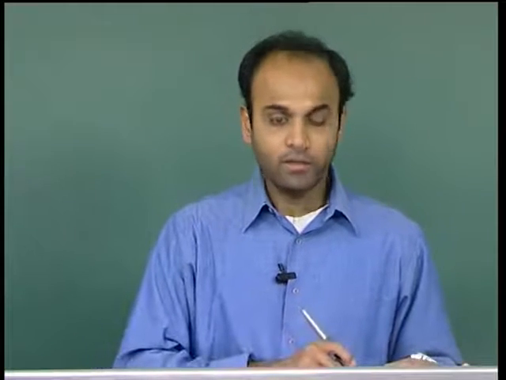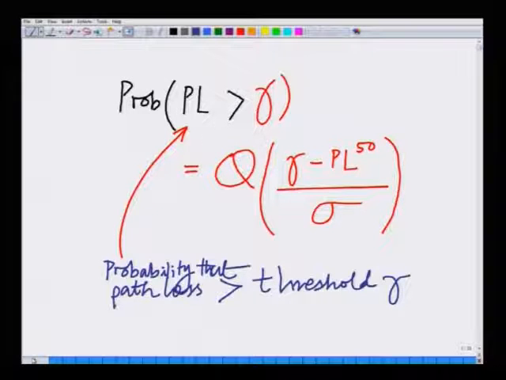In the last lecture, we completed our discussion on log normal shadowing, and we said given a median path loss PL50, that is the 50th percentile path loss, the probability that the path loss is greater than the threshold gamma is given as Q of (gamma minus the 50th percentile path loss) divided by sigma, where sigma is the deviation of the log normal shadowing.